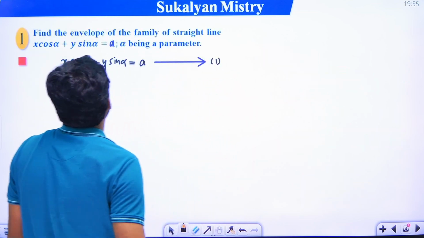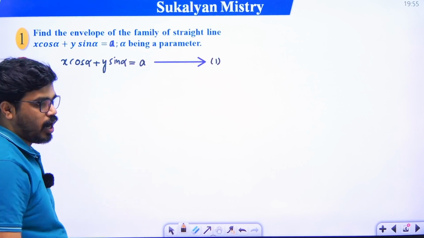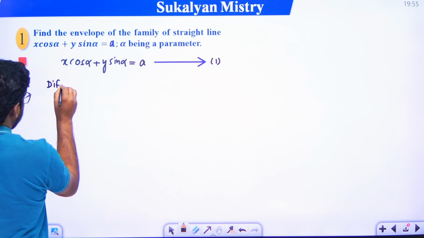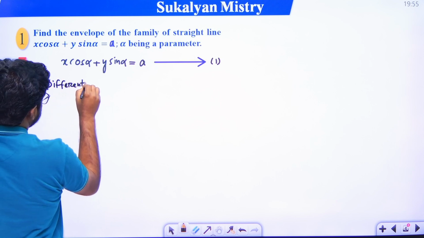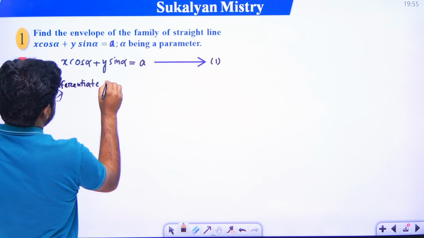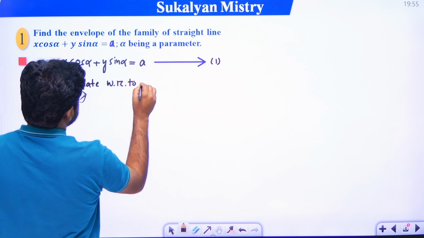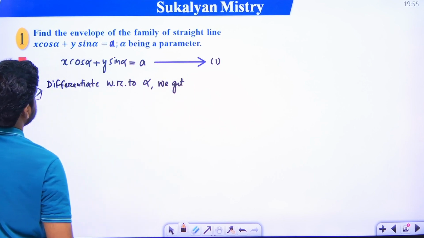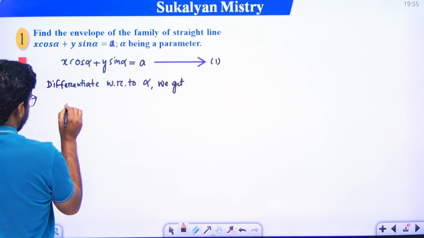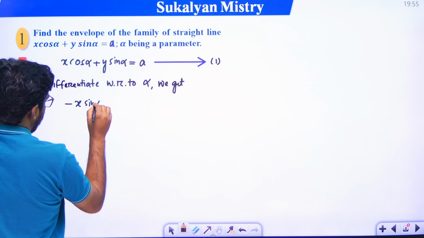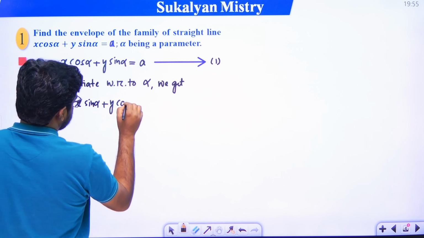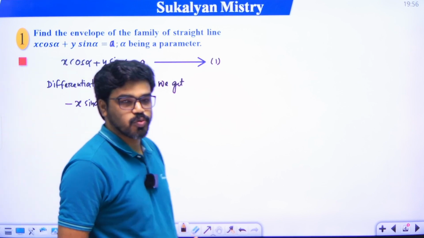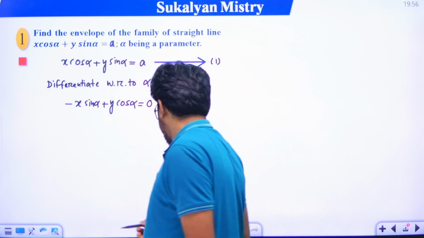Okay, so now differentiate with respect to alpha. We get minus x sin alpha plus y cos alpha is equal to 0. Okay, so we have to eliminate alpha. Suppose this is equation 2.